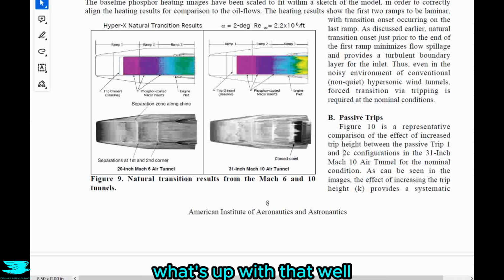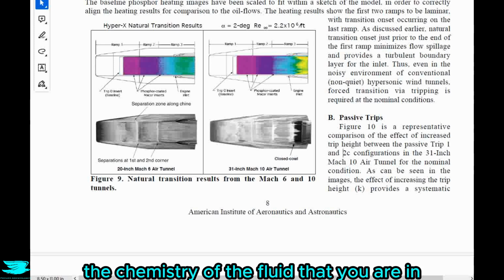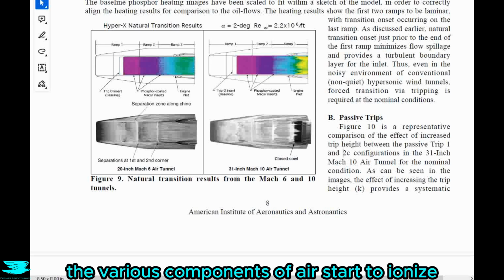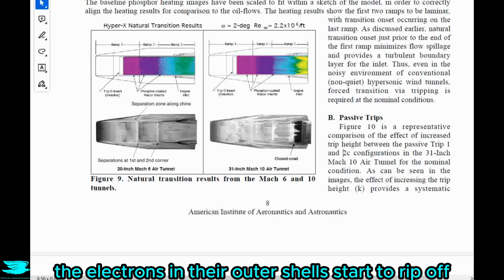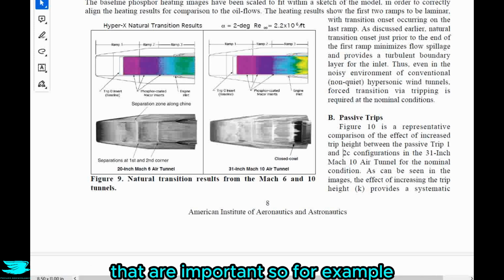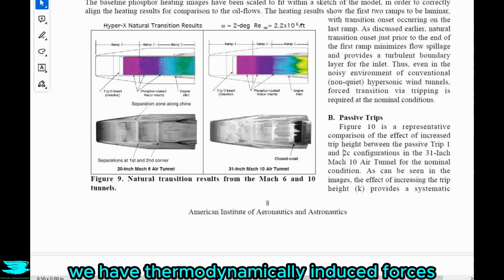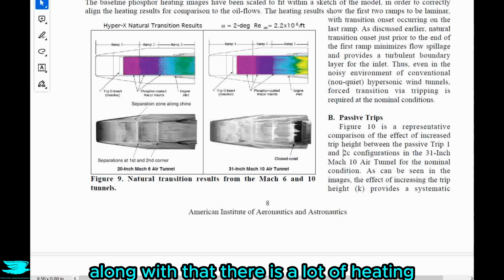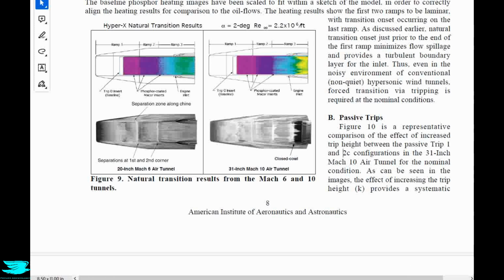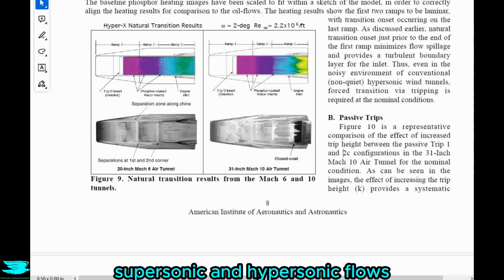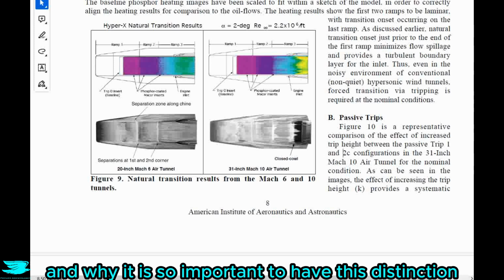What's up with that? Well, a hypersonic flow is when the chemistry of the fluid that you're in, in this case air, changes. In particular, the various components of air start to ionize. So the electrons in their outer shells start to rip off, and now you have all sorts of different forces that are important. So for example, we have thermodynamically induced forces and electromagnetic forces because of the ionized atoms. Along with that, there is a lot of heating. So that is why we need to have this distinction between supersonic and hypersonic flows, and why it is so important to have this distinction.